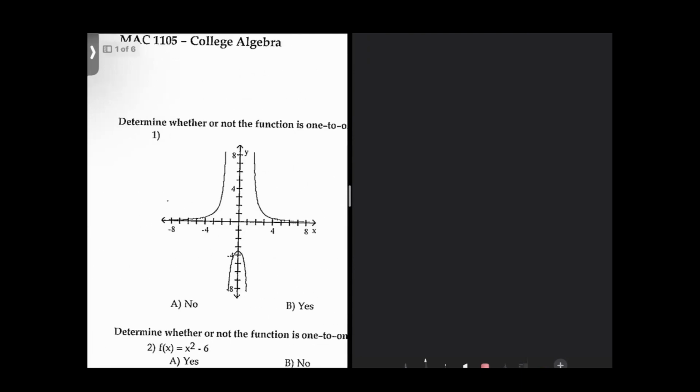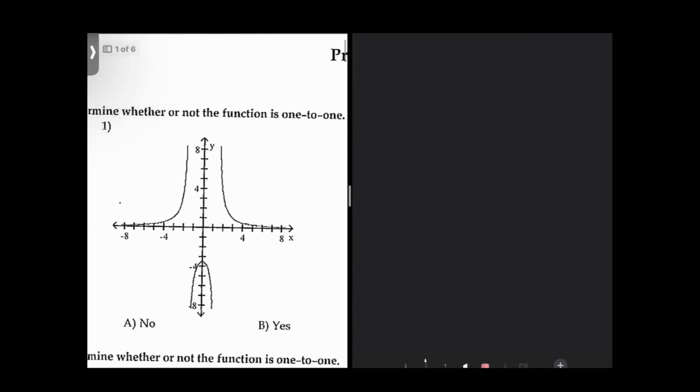I will not go through all the problems, just a few. It's intended for you to understand the methodology. And so shall we begin with number 1. They want to know, determine whether or not the function is 1-to-1.